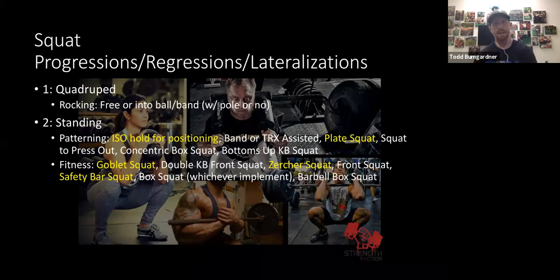Now, if someone's maybe a little heavier or doesn't have the stability, we'll do a band or TRX assisted and hold on to a TRX, or we'll loop a band around their back and under their armpits to help them learn the pattern and take some of the eccentric stress away. But mostly it's the iso hold, the plate squat, goblet squat, and then we Zercher or safety bar squat.